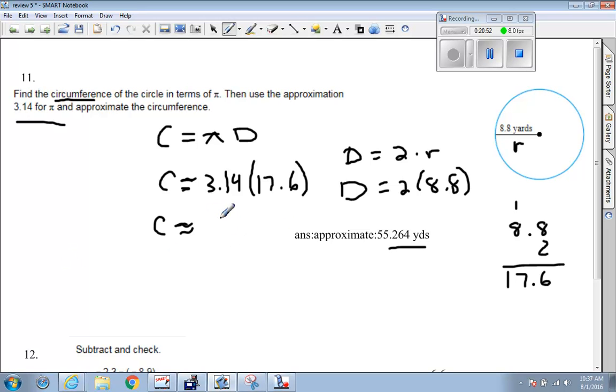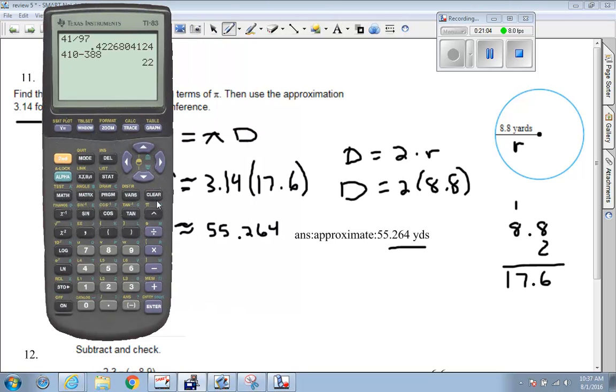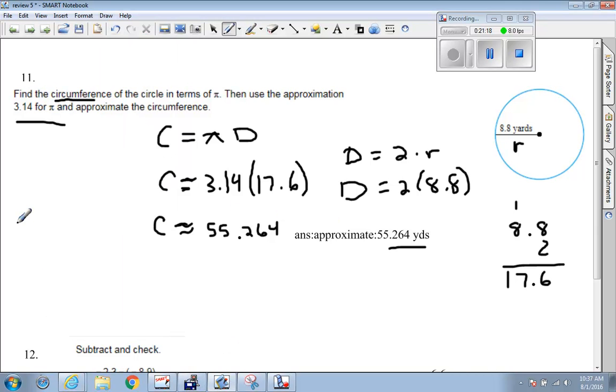Now, for time's sake, I don't want this podcast to be too long. I'll let you play with that, but you should arrive at 55.264, and I'll let you play with the decimal multiplication there, but we'll check it on the calculator. 3.14 times 17.6, 55.264. But I will make a side note. If you are going to multiply this out by hand, I would just make a note.